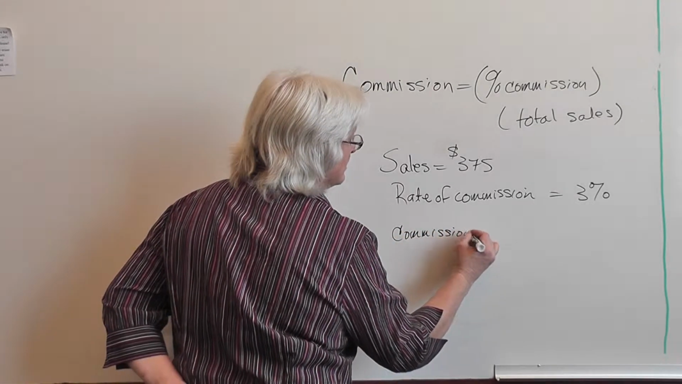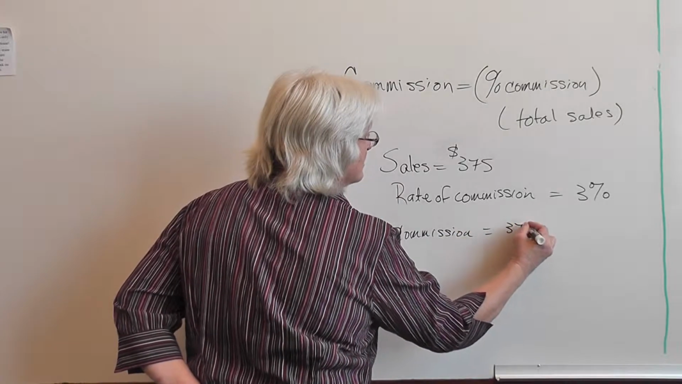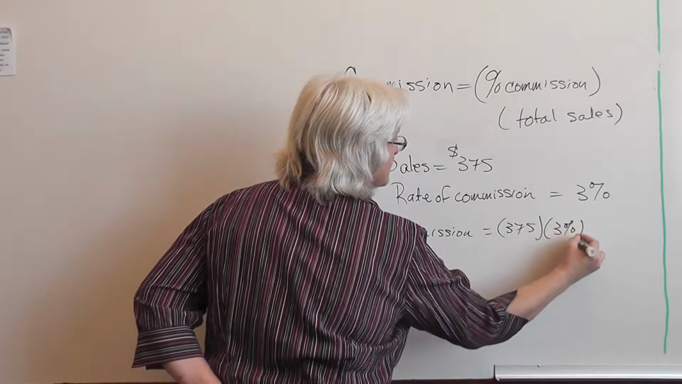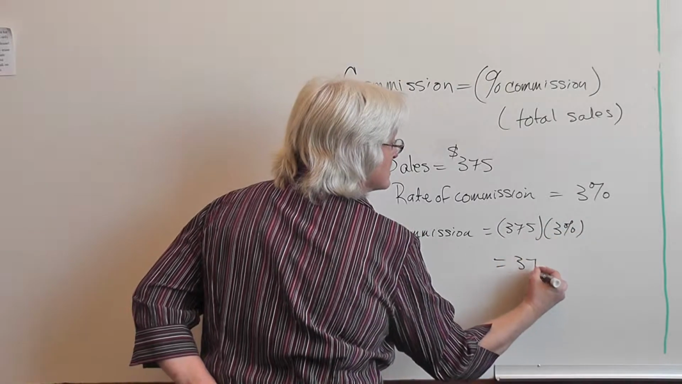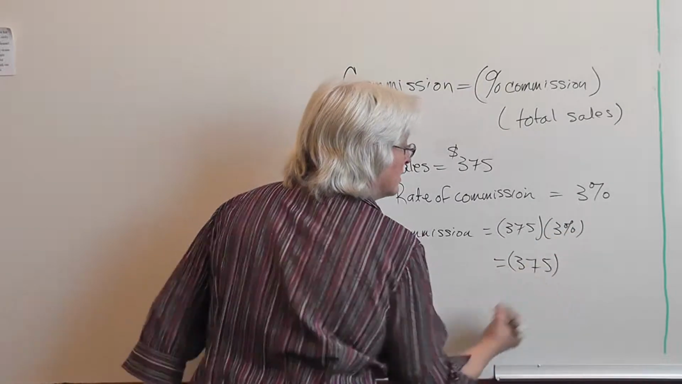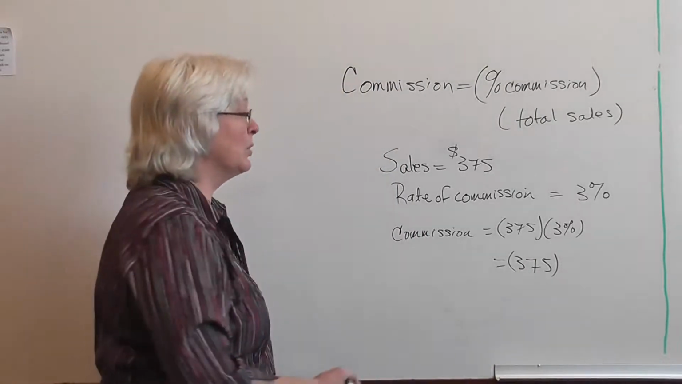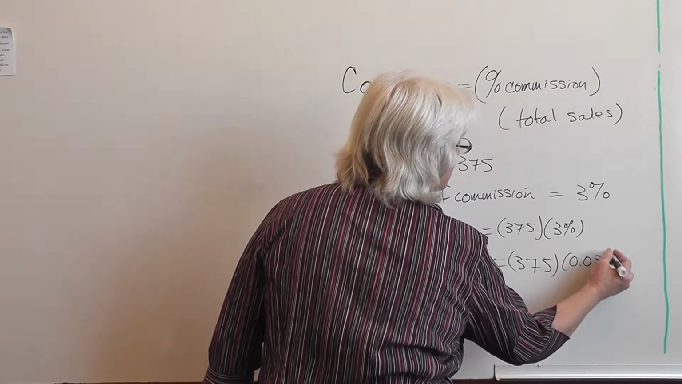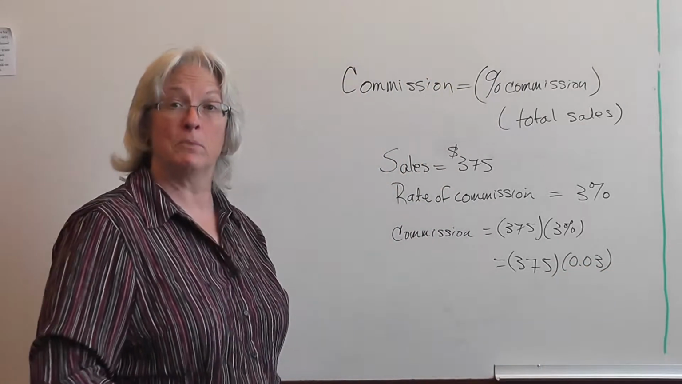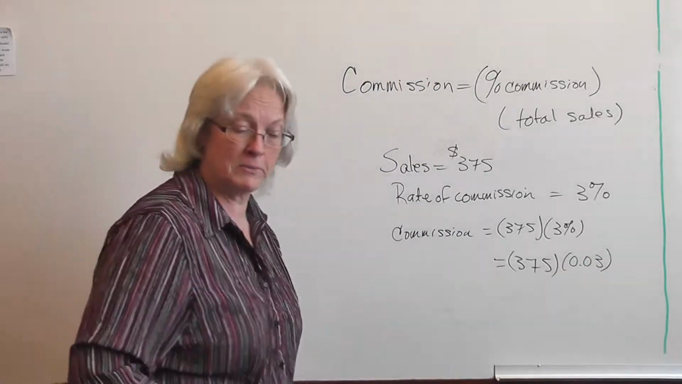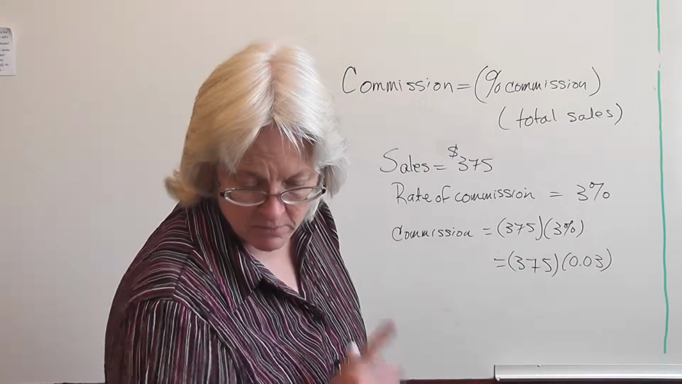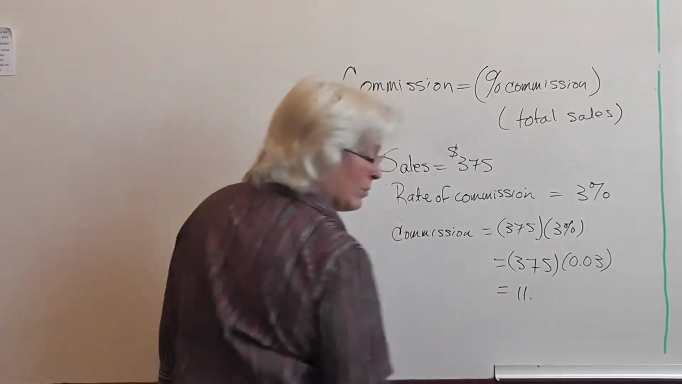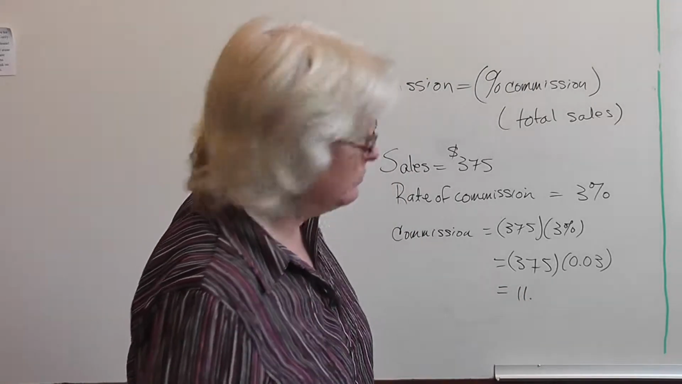is always going to be equal to the total sales times the percentage commission expressed as a decimal. What is 3%? It's 0.03. You do that multiplication, not an arithmetic class, so I'm going to get the answer. You do that multiplication, and you get 11.25.